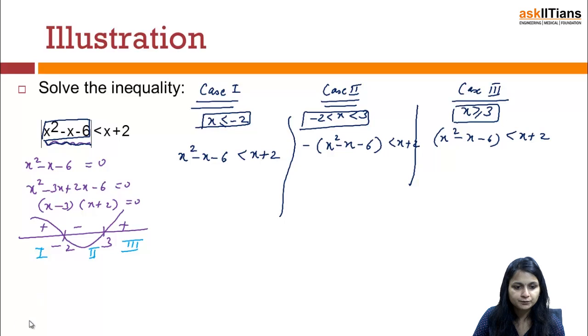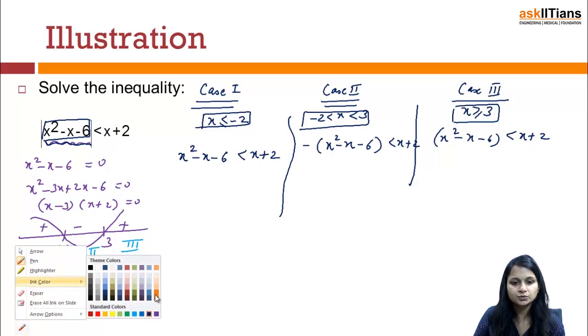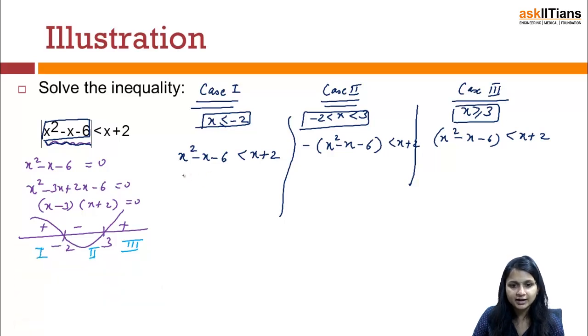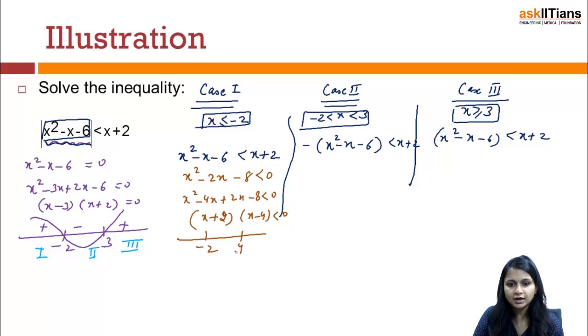So let's solve them now. I'll solve the first one. In the first one, I have x square minus 2x minus 8 less than 0. So I split the middle term as minus 4x plus 2x minus 8 less than 0. So x plus 2 and x minus 4 less than 0. This gives me the solution between minus 2 and 4. But you have decided that x has to be less than minus 2. So there is no intersection. That means I will have no solution from here.